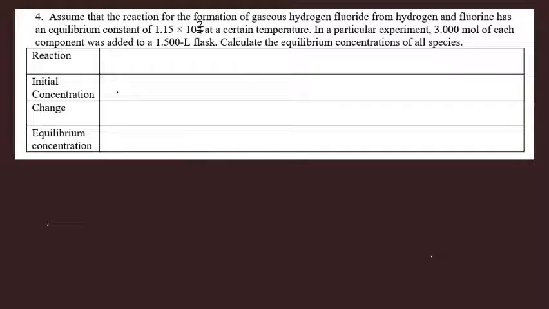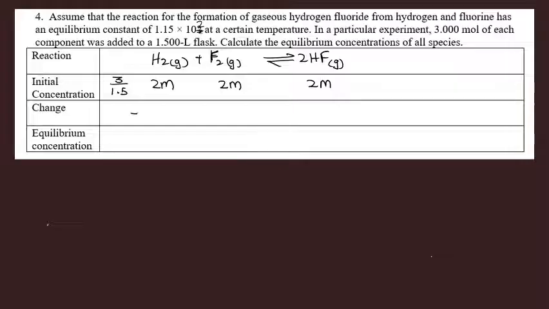So what we have to do, first step is we have to write the balanced chemical equation. So hydrogen gas combines with the fluorine gas forming hydrogen fluoride. So when you balance, you can see we have to write 2HF to balance 2 hydrogen and 2 fluorine on the left side. So now we have initial concentration. So they gave us the number of moles, 3 for each component, and the volume is 1.5 liter. So we will have 2 molar hydrogen, 2 molar fluorine, 2 molar HF.